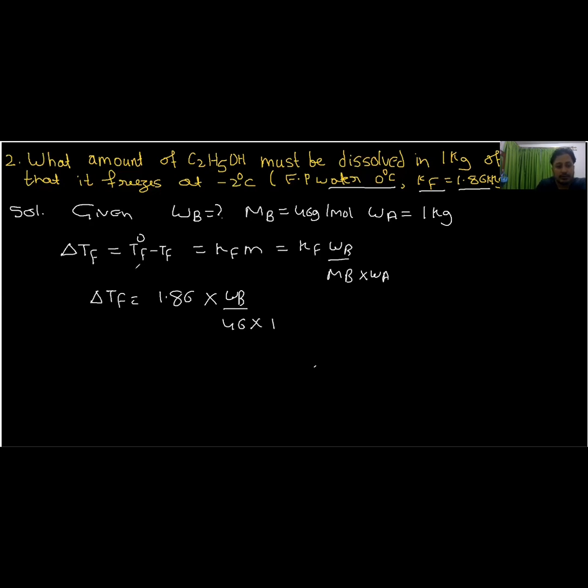If we put the value over here, it will be 2 degrees Celsius, because 0 minus minus 2 becomes 2. In Kelvin or in degree centigrade, the difference comes out the same. So we'll be using it like this: 2 is equivalent to 1.86 divided by 46 multiplied by WB. So WB will be equivalent to 92 divided by 1.86.